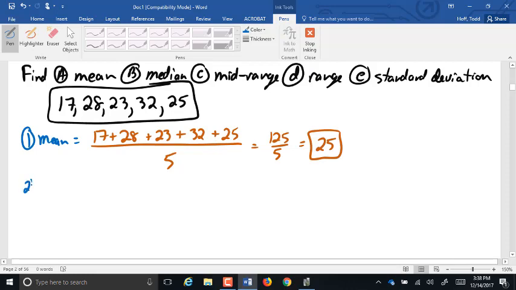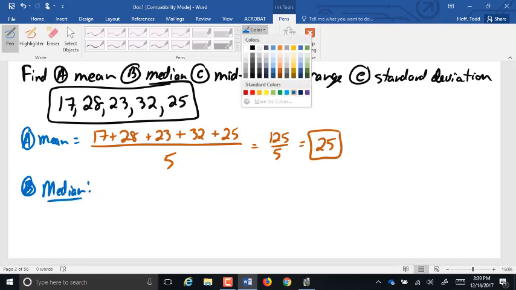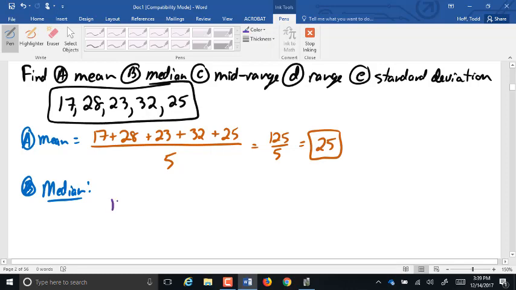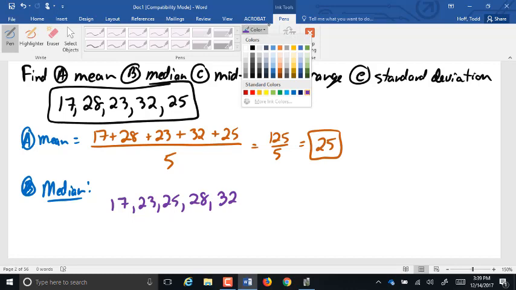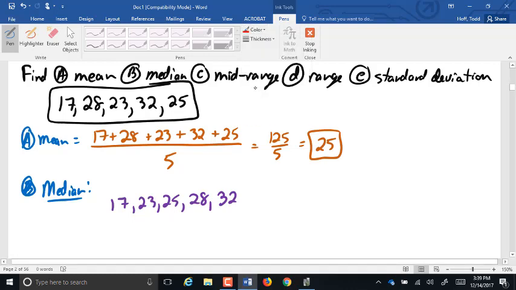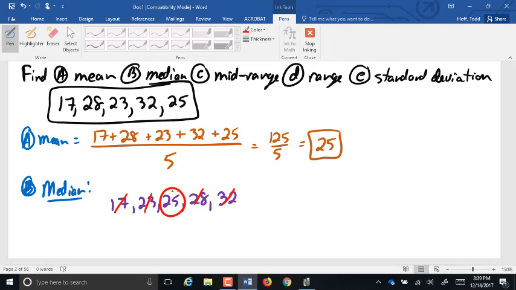Okay, good. For the median, of course, the first thing we have to do is put the numbers in order. Next, we find the position of the median. Well, we can just cross off the first and last. Get to the middle. 25 is our median. I didn't ask for a mode, but you can see that there are no numbers in this list that are repeated, so there would be no mode.